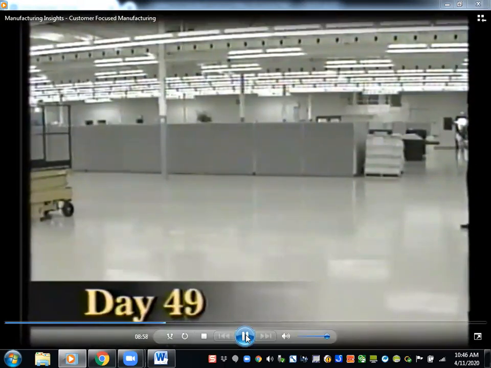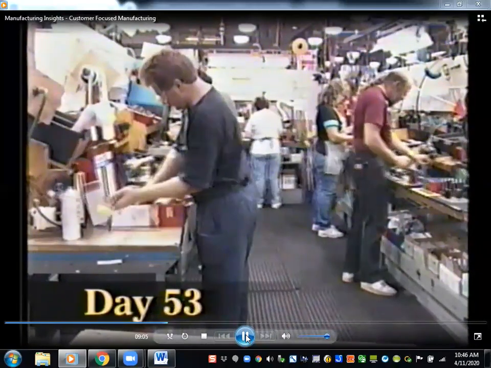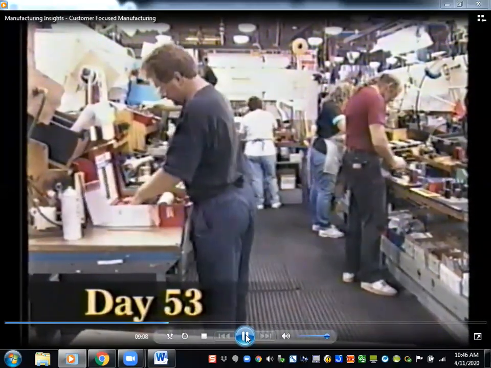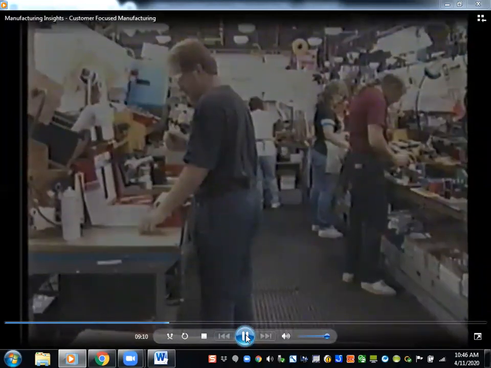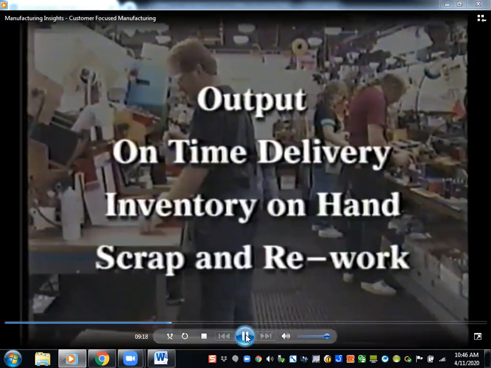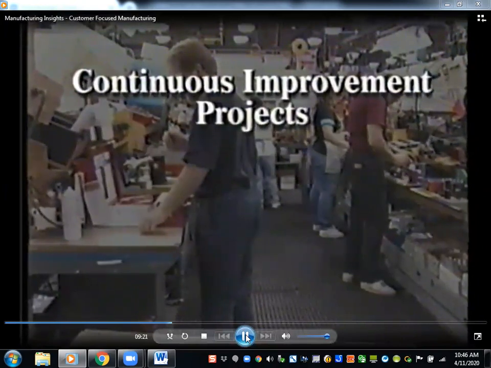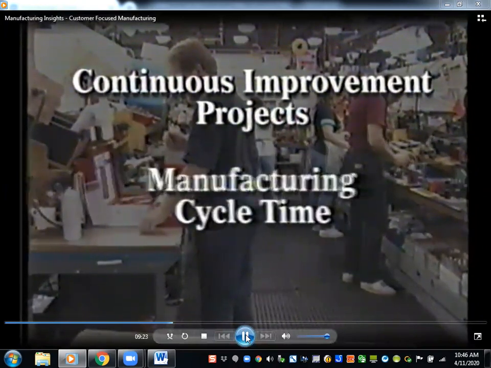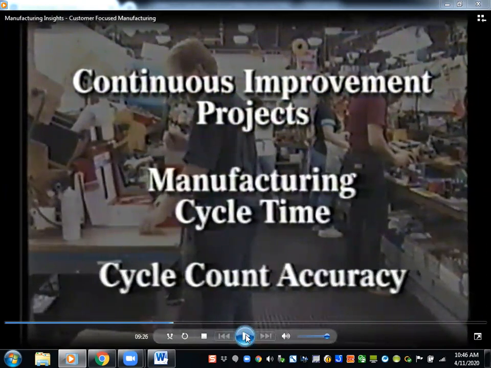Day 49, clear floor space for the new cell. Remove all work in process not immediately needed. Day 53, move in equipment and arrange cell according to plan. Set up the cell control board, listing these production benchmarks: output, on-time delivery, inventory on hand, scrap and rework, continuous improvement projects, manufacturing cycle time, and cycle. So you can see here that they've actually put 7 metrics that should be tracked in a cell.